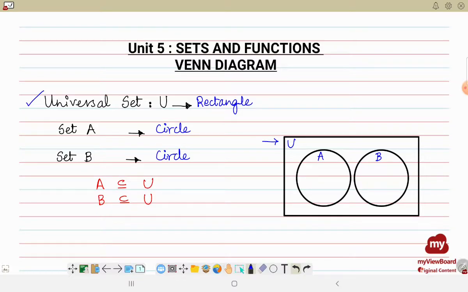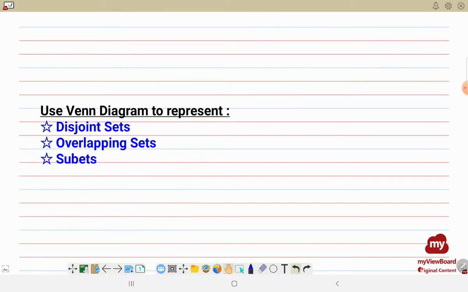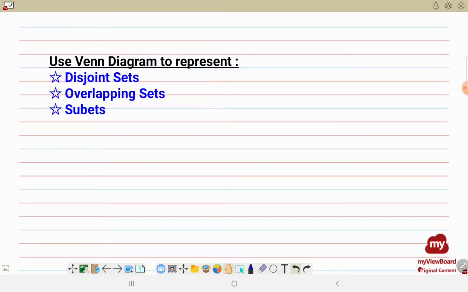Now we are going to discuss how we represent Venn diagrams to show disjoint sets, overlapping sets and subsets, right? So we'll be using Venn diagrams to represent these types of sets. Number one is the disjoint sets. Let's discuss what disjoint sets are.